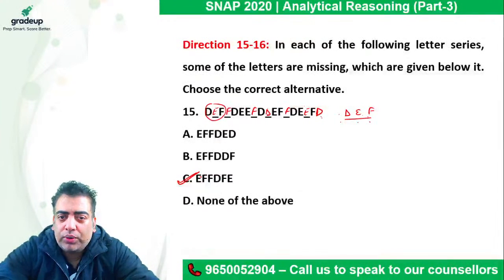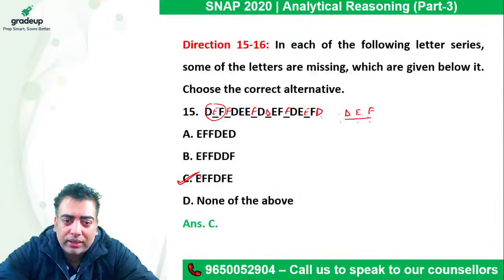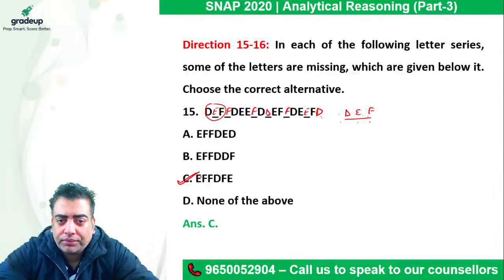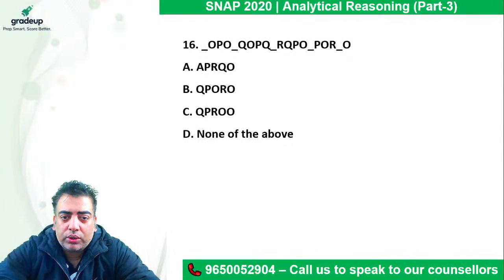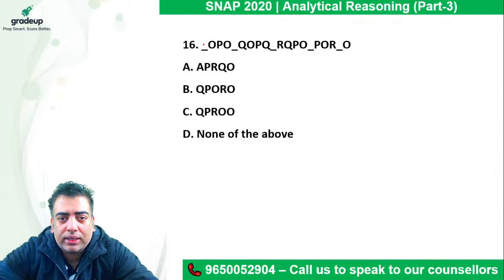Okay, so let's move on to next question. Anyhow, answer is also C. So definitely D was missing. Okay, so again, we need to observe the pattern here. Right, so let's use all the options again. So it is A, P, R, Q, O. So A does not make any sense in the question. So it is ruled out.